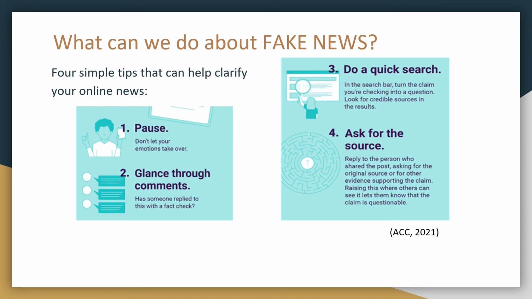What can we do about fake news? Well, 4 simple tips that can help clarify your news are: 1. Pause. Don't let your emotions take over. 2. Glance through the comments. Has someone replied to this with a fact check? 3. Do a quick search. In the search bar, turn the claim you're checking into a question. Look for credible sources in the results. 4. Ask for the source. Reply to the person who shared the post, asking for the original source or for other evidence supporting the claim. Raising this where others can see it lets them know that the claim is questionable.